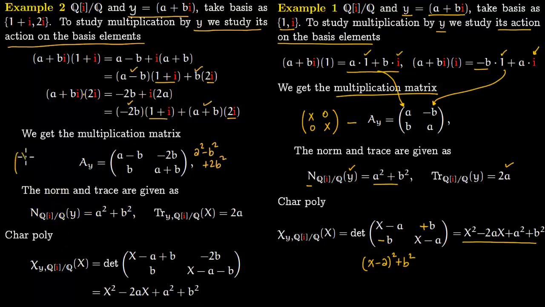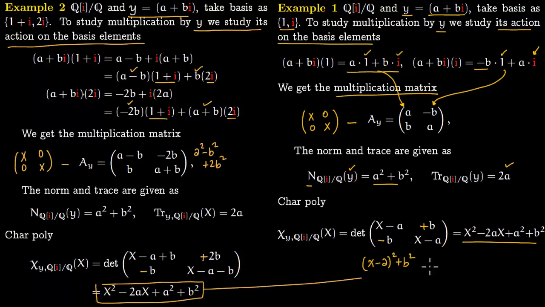So again, you have x, 0, 0, x, from which you will subtract this thing. You get plus 2b here and you get minus b here. You expand it, you get x square minus 2ax plus a square plus b square. So notice that the characteristic polynomial here and here are the same. So are the norm and trace.